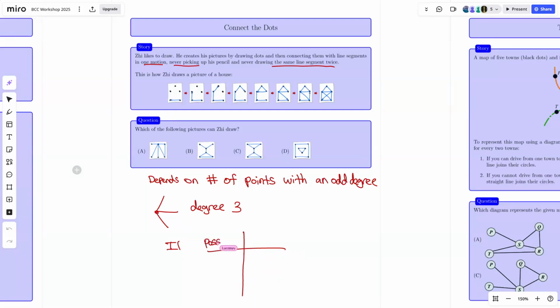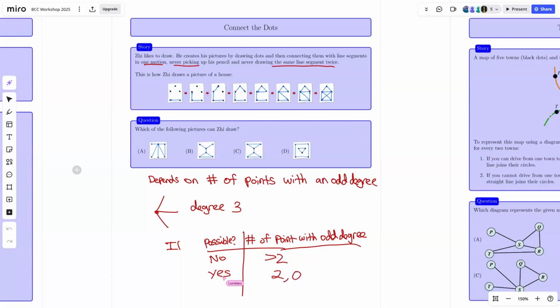Whether it's possible and number of points with odd degree. If the number of points with odd degree is bigger than 2, it's actually no, it's impossible. If the number of points with odd degree is 2 or 0, yes, it is possible.